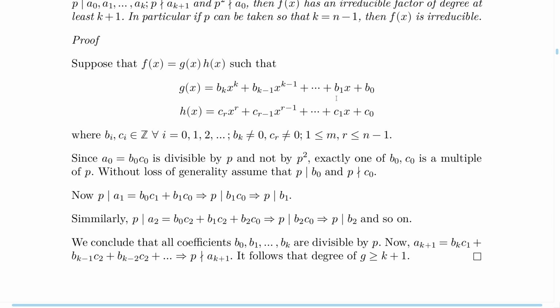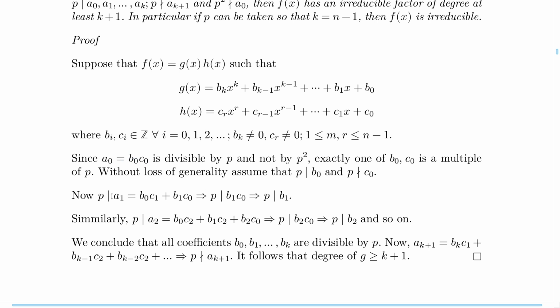Now if we multiply these two polynomials, the constant term would be b_0 c_0. Now we are given that a_0 is divisible by p and not by p square. Therefore, only one of b_0 or c_0 is a multiple of p. So without loss of generality, we can assume that p divides b_0 and p does not divide c_0.